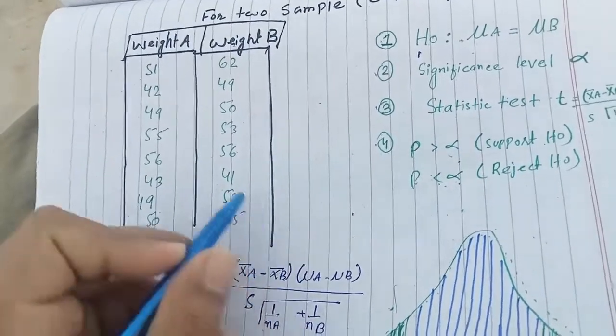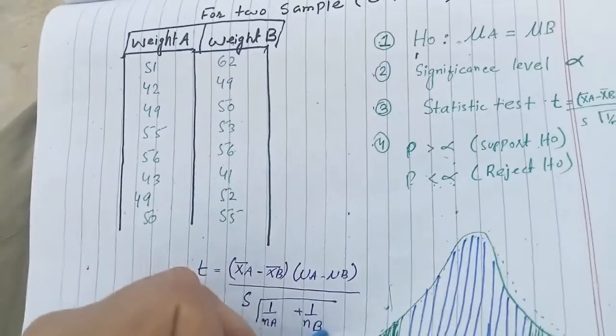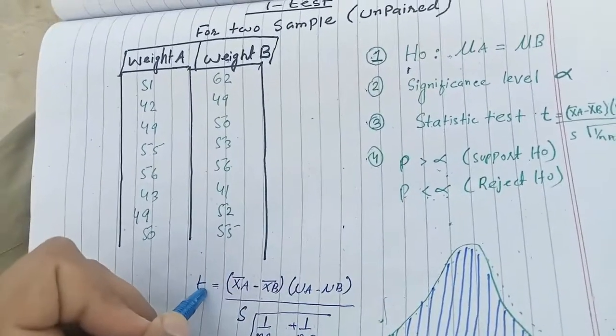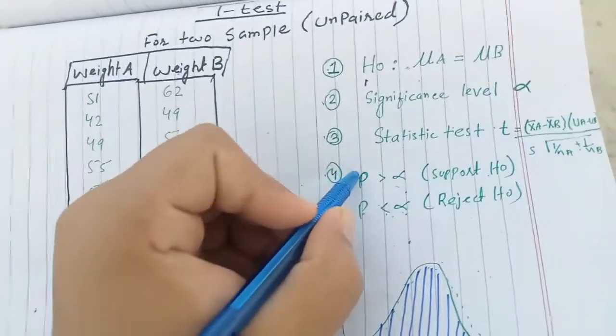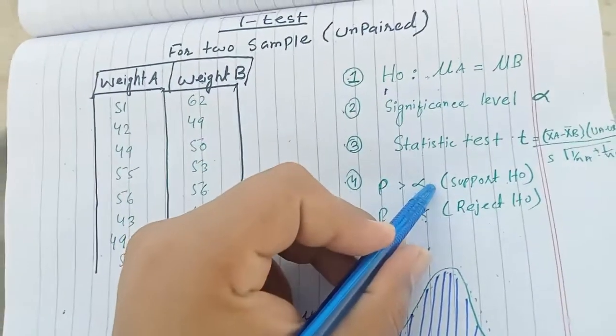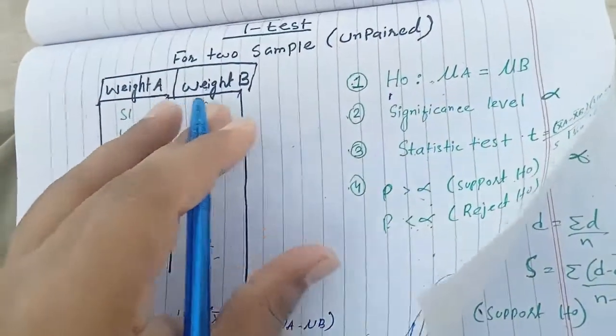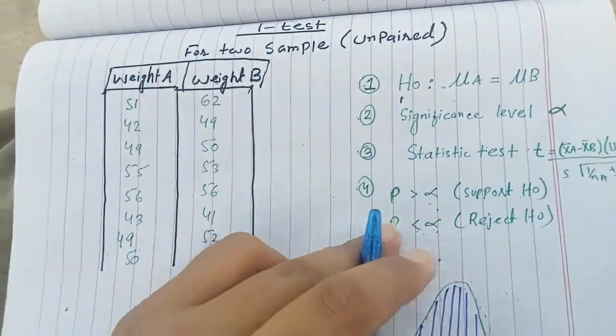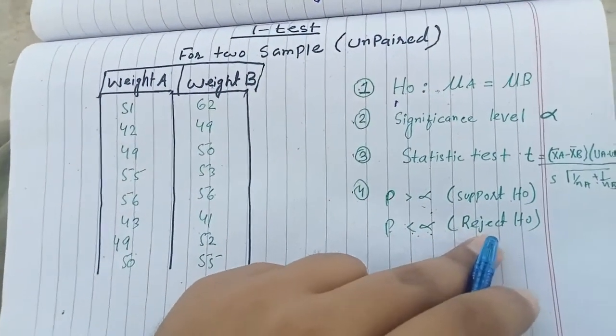Weight A and weight B. With the help of these, we will calculate the t-test. With the help of the t-test, we will calculate the p-value. If the p-value is greater than alpha, we will support the null hypothesis, and if the p-value is less than alpha, we will reject it.